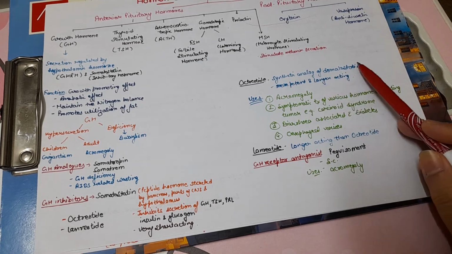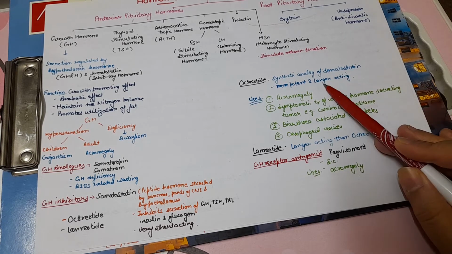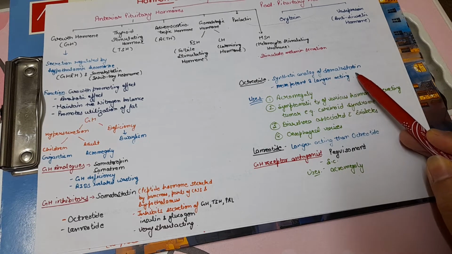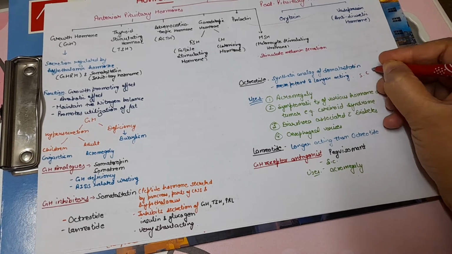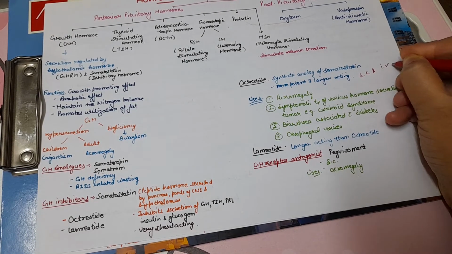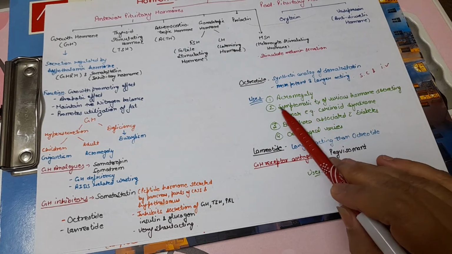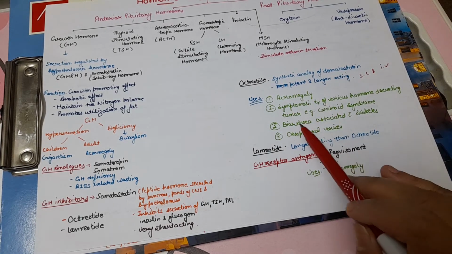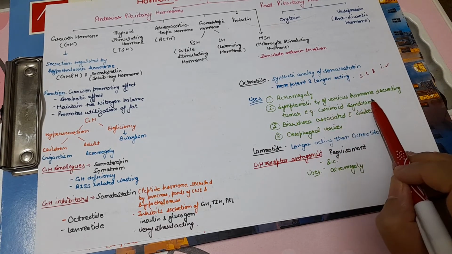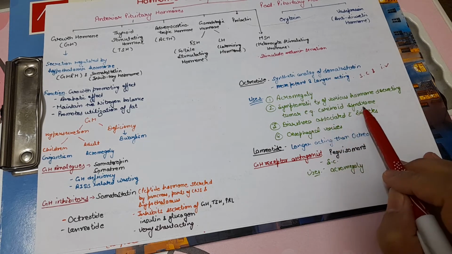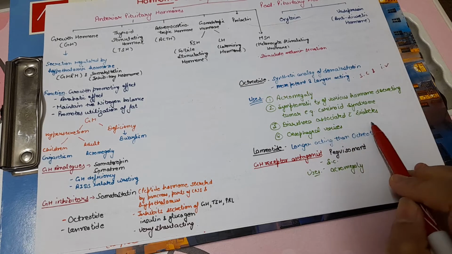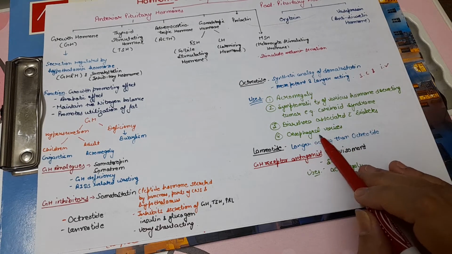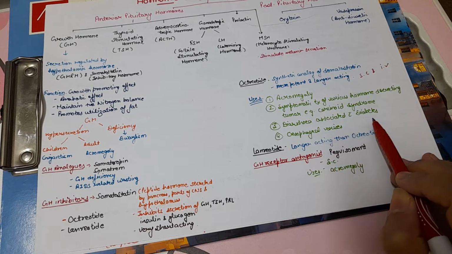Octreotide is a synthetic analog of somatostatin. It is more potent and longer acting. It can be administered subcutaneously and intravenously. Octreotide is used for treatment of acromegaly and symptomatic treatment of various hormone secreting tumors, that is carcinoid syndrome. Third is diarrhea associated with diabetes, and in some cases for the treatment of esophageal varices.